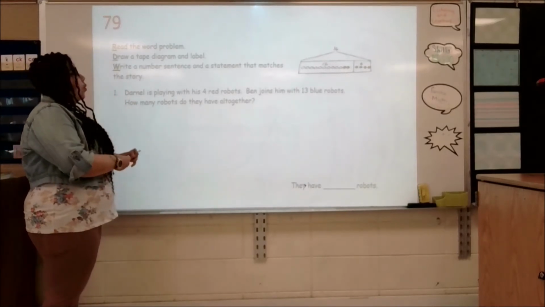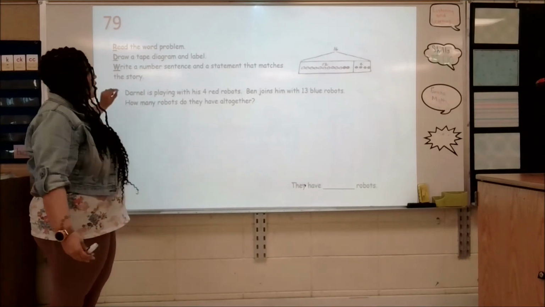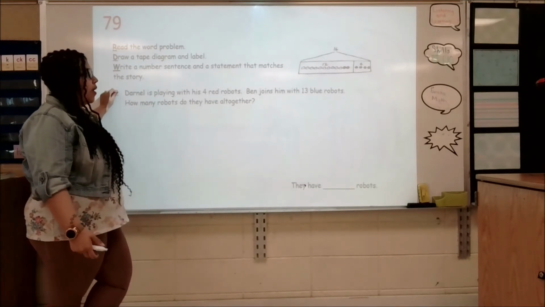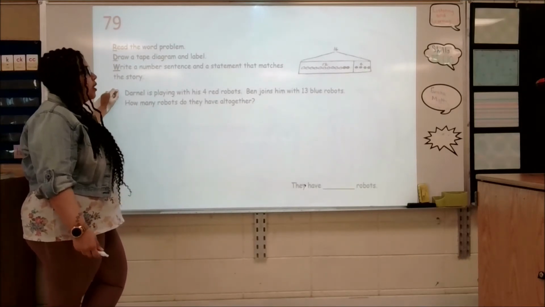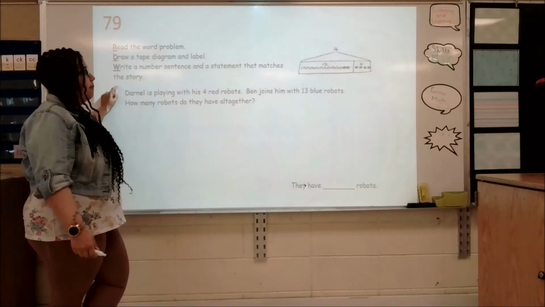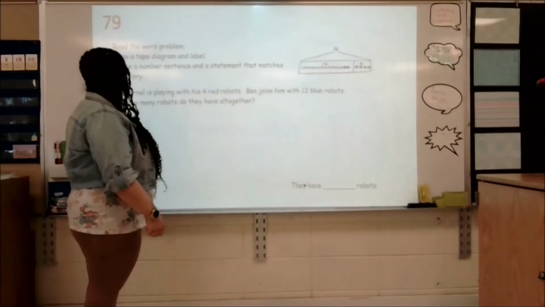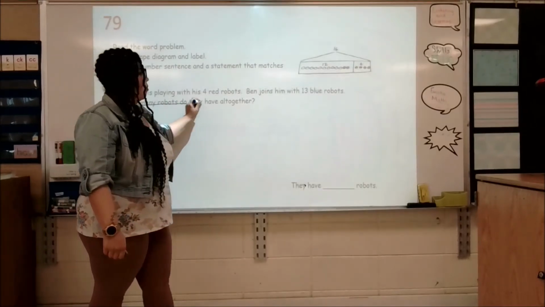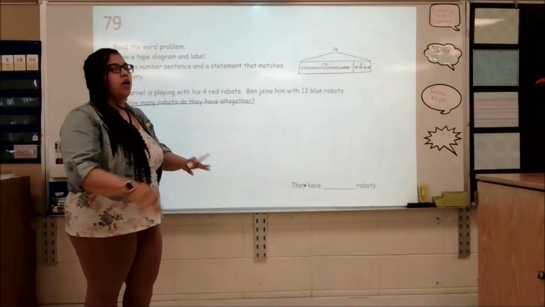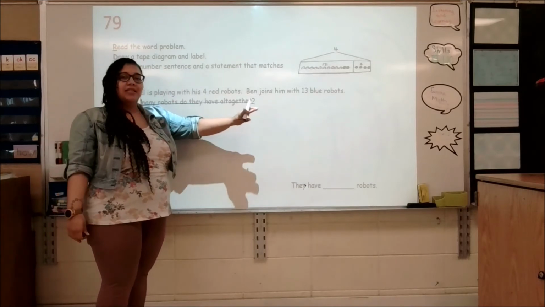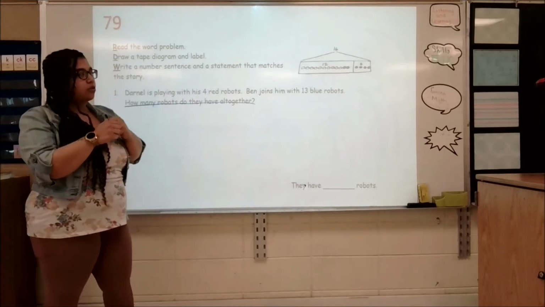All right. So let's read it again. Darnell is playing with his 4 red robots. Ben joins him with his 13 blue robots. How many robots do they have all together? Let's underline our question. How many robots do they have all together? That's the question because it ends in a question mark. That is the actual question.